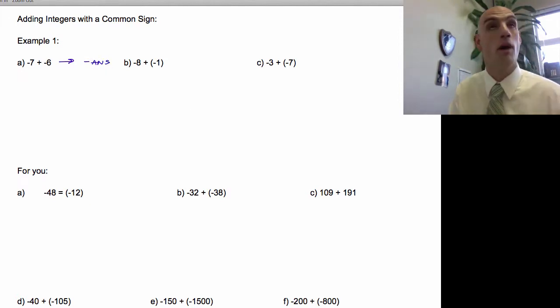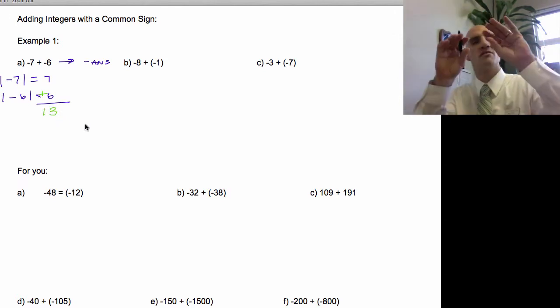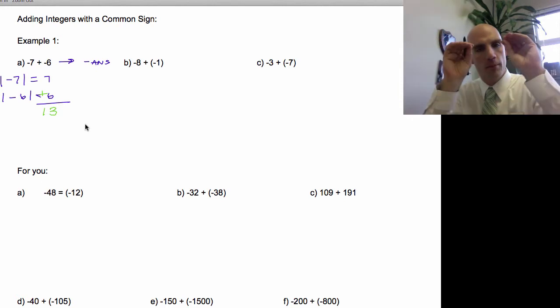Well, what we're going to do is, first of all, take the absolute value of both of these things. So the absolute value of negative 7 is 7, and the absolute value of negative 6 is 6. So when I add those two things together, because they have the same sign, I'm going to get 13. So the number part of my answer, the numerals, are going to be 13.